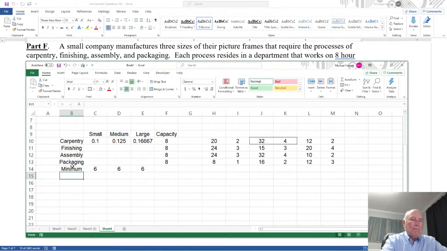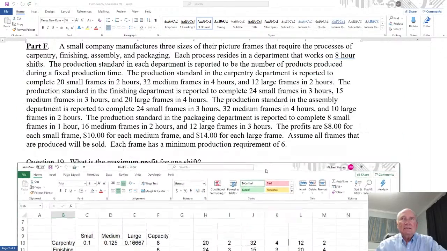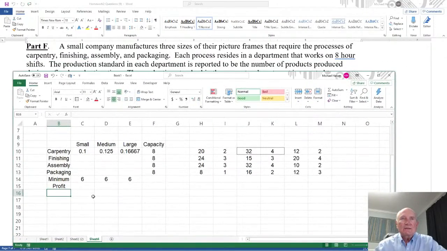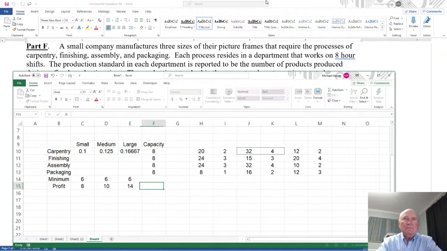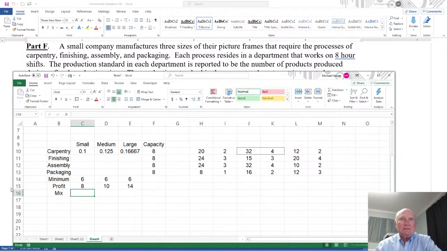The profit is going to be, what did I say again? 8, 10, and 14. Okay. And down here, these will be the values. I'll call them my mixes. These are my decision variables. And over here would be my value.